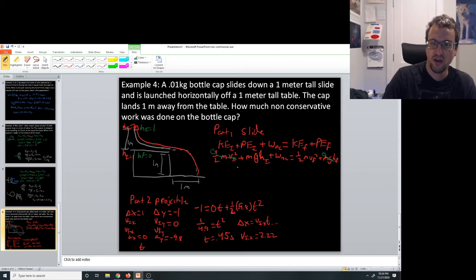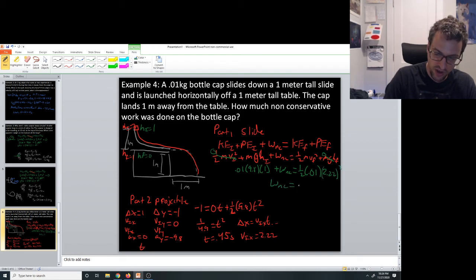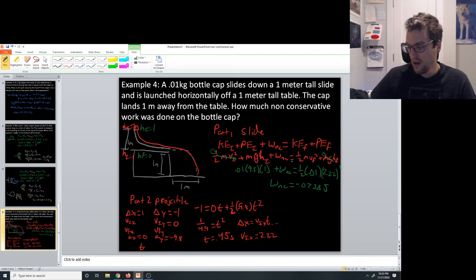So now I've got 0.01 times 9.8 times 1 plus non-conservative work equals 1/2 times 0.01 times 2.22 squared. When I do this all out, I get non-conservative work to be about -0.038 joules. Okay, and that likely is the non-conservative work of friction. All right, there we go.